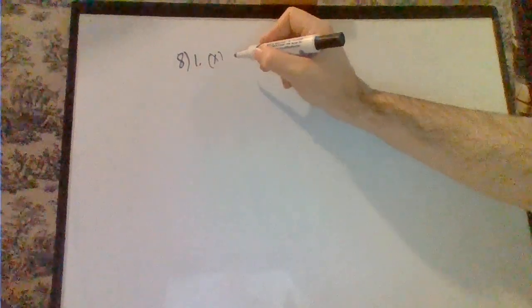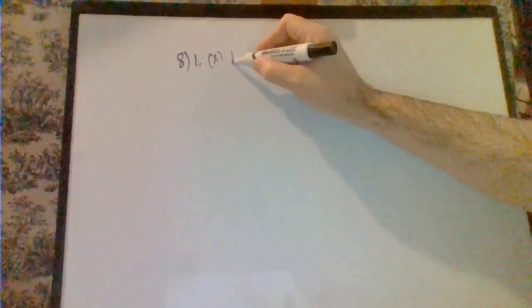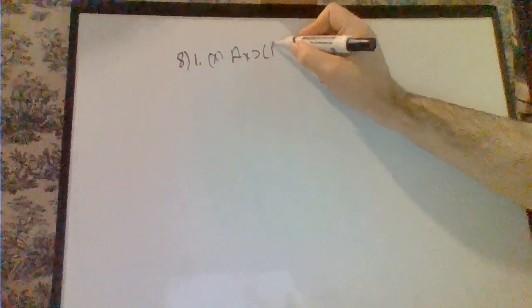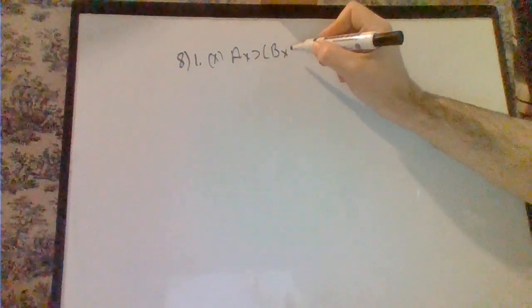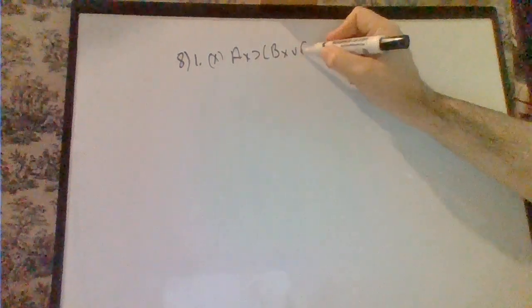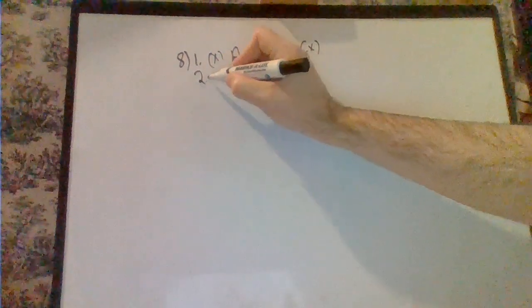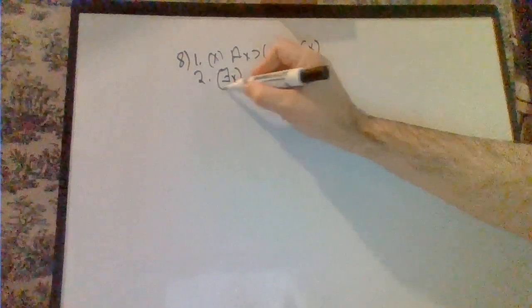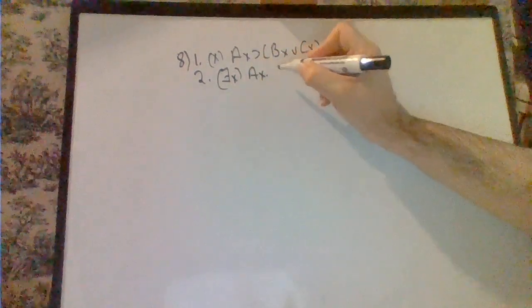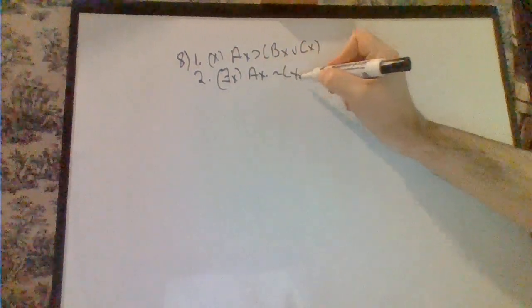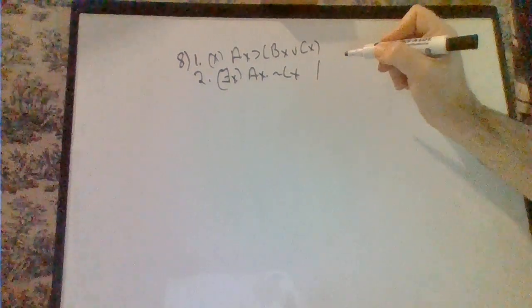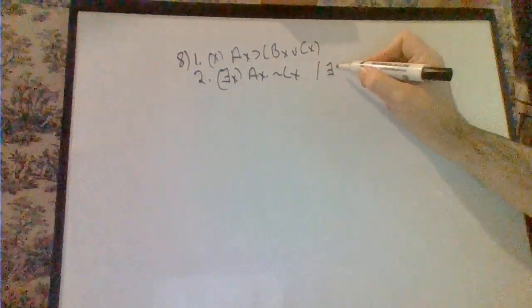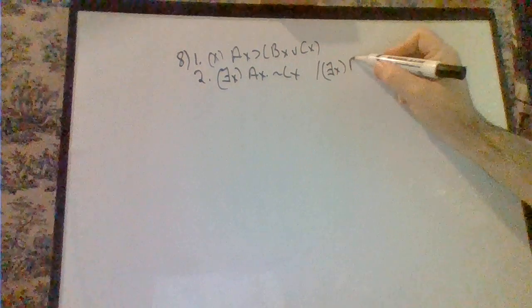Okay, number 8, we have for all x, Ax then, Bx or Cx. Line 2 is there exists x, Ax and not Cx. Therefore, there exists x, Bx. Okay.